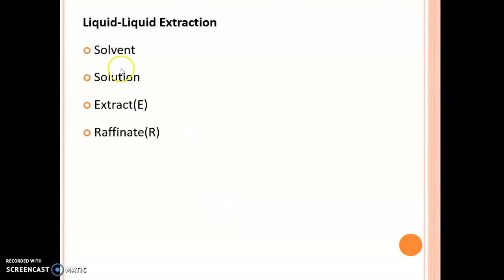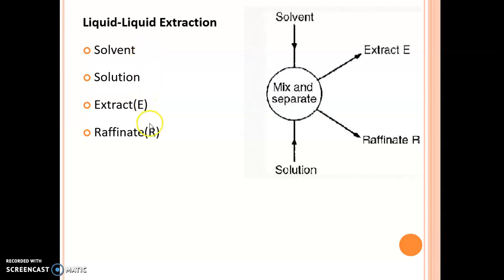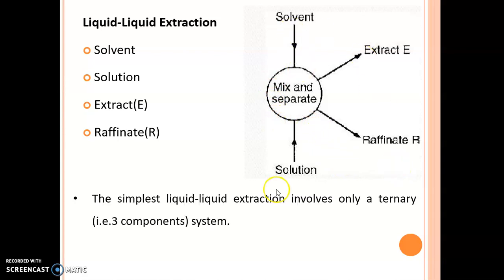So the liquid-liquid extraction technique is divided into four steps, or four compartments are required, that is solvent, solution, extract and raffinate. Here you can see when we mix the two phases and after that separation occurs. So it is divided into four steps.